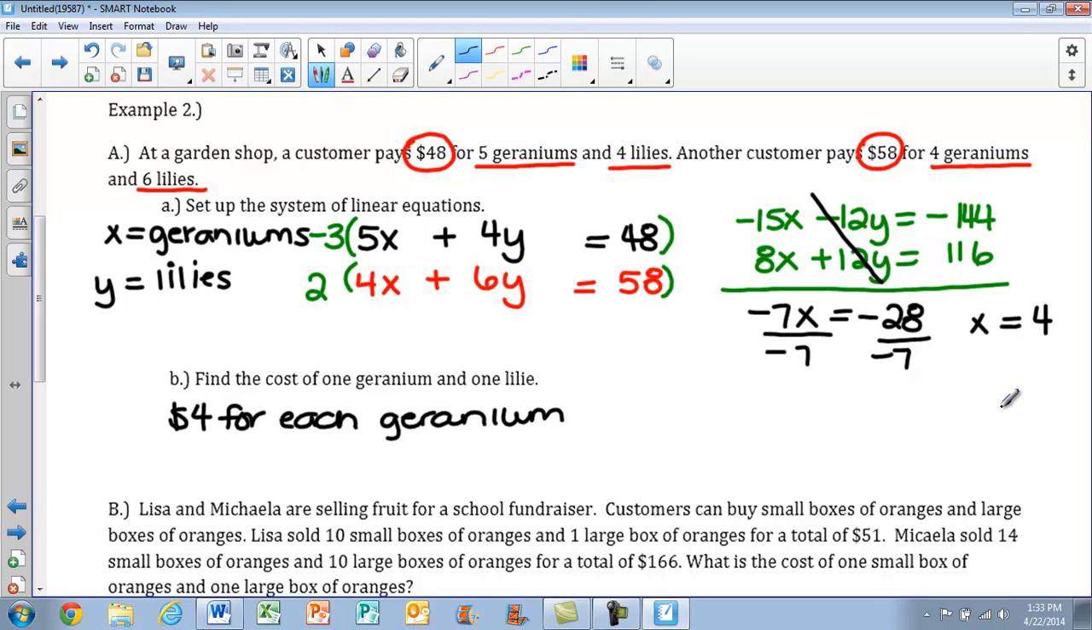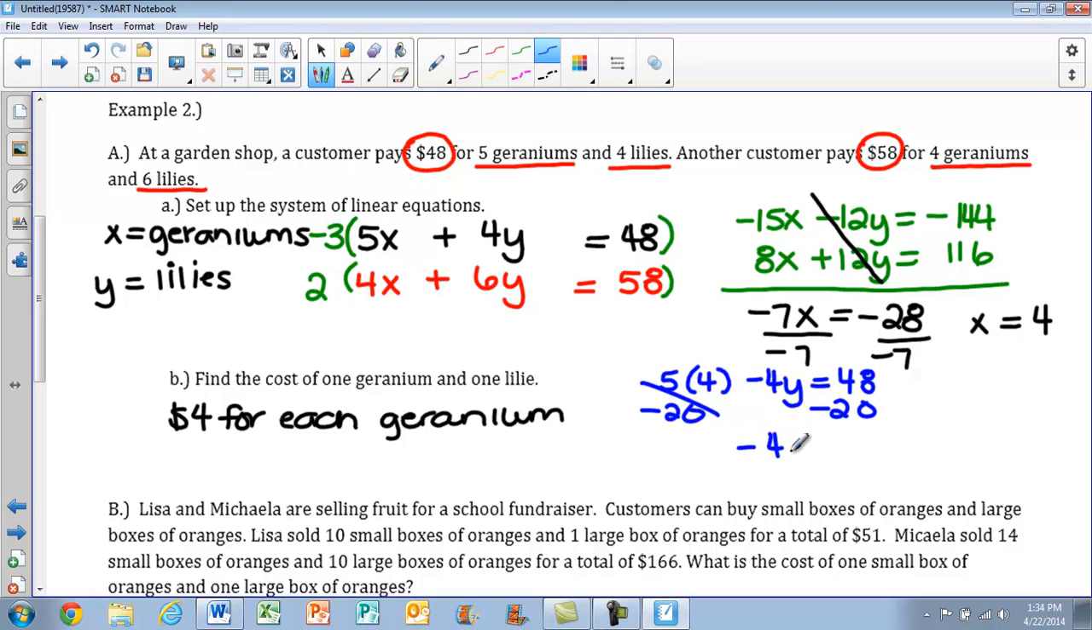Now we need to find the cost of our lily. So again, we can just take this value for x and plug it back into one of the original equations that we set up. So if I plug it back into just my first one here, I would have 5 times 4 minus 4y equals 48. 5 times 4 is 20. So to get rid of it, I have to subtract 20 from both sides.